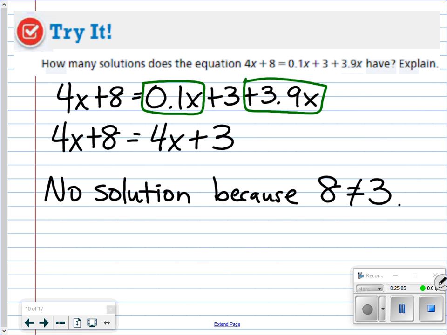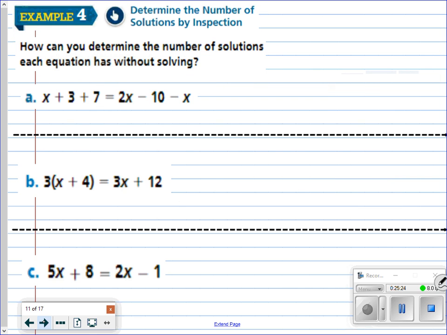Okay? So really the only one that you have to work out all the way is when we have one solution, because you have to find that one solution. But you should be able to get to this step and figure out if it's one solution, no solution, or infinitely many solutions. All right? I'm going to do this last example because that's basically what we're doing: you work it out without solving the equation, so getting to where those are the same on each side.